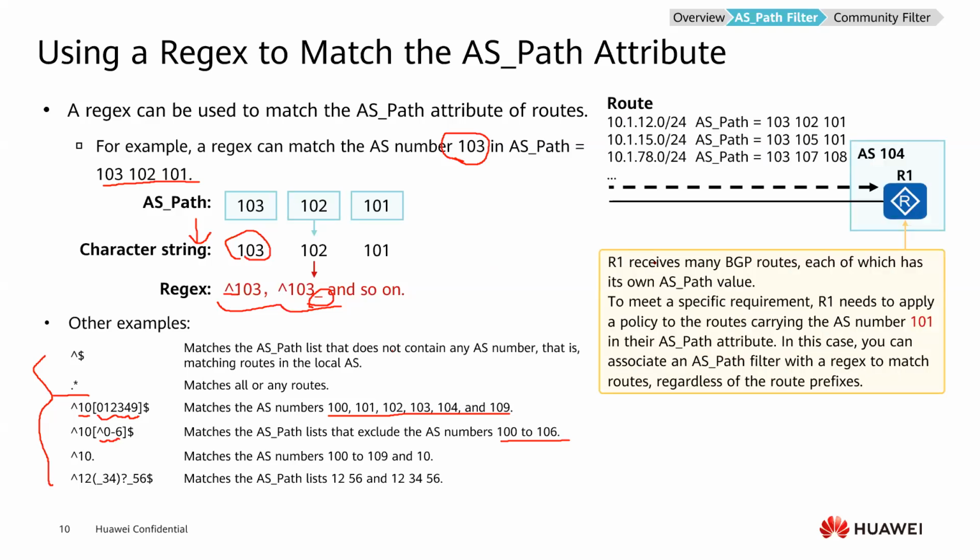Let's see another example. In this example, there are 3 routes that will be sent to R1. The first has an AS path like this, then the second, the third, and R1 receives many BGP routes. If R1 needs to apply a policy to the routes carrying AS number 101 in their AS-path attribute, in this case you need to associate an AS-path filter with a regex to match the route regardless of the route prefix.